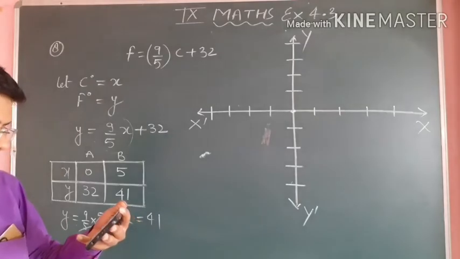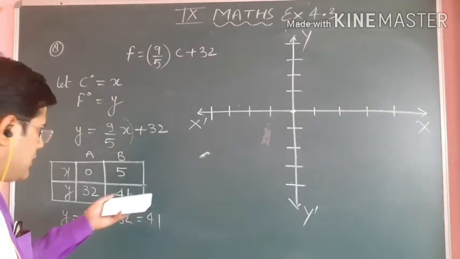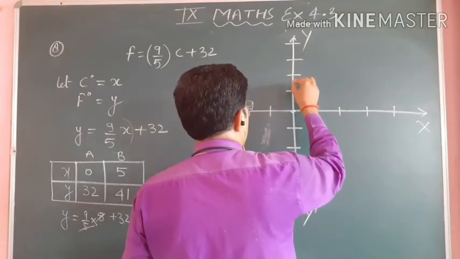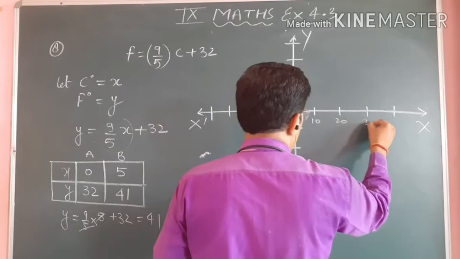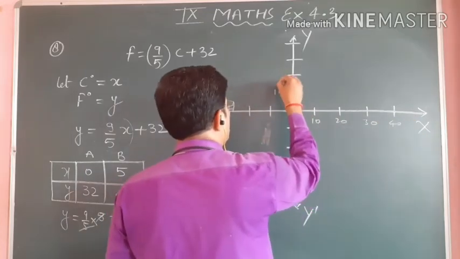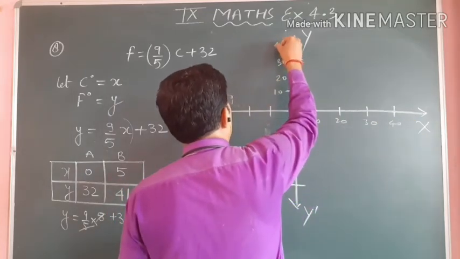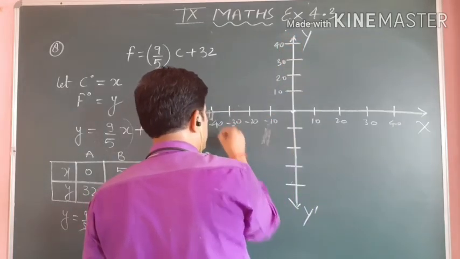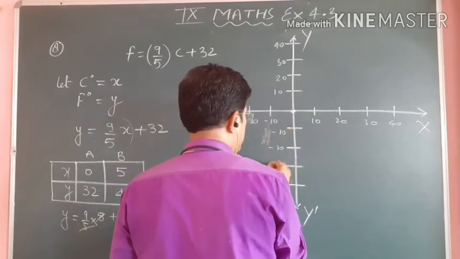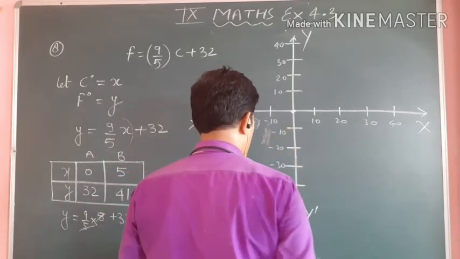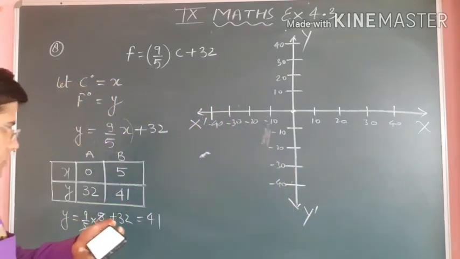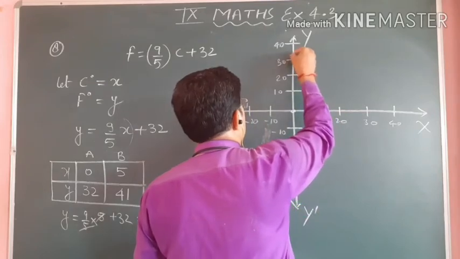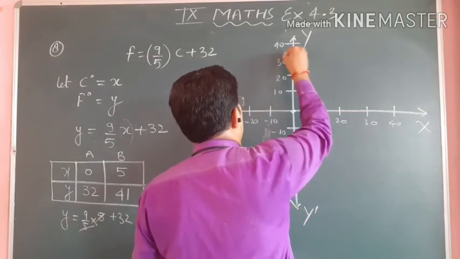So the first one, if you have to put that on the graph, is (0, 32). Write 10, 20, 30 and 40, minus 10, minus 20, minus 30 and minus 40. So firstly we have to put the value (0, 32). Here it may be on this point.